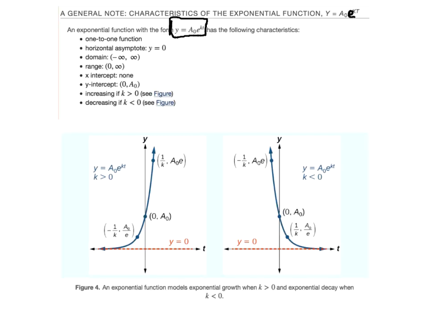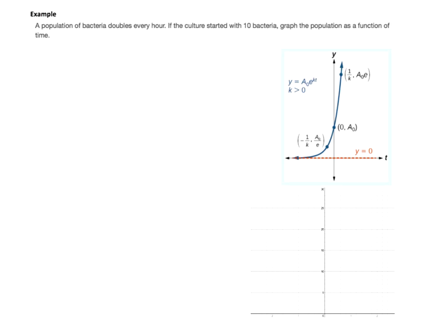If your constant k is greater than 0, it will be an increasing function, meaning exponential growth. And if your k value is less than 0, so if it's negative, then we're dealing with an exponential decay function. I also have a couple of other key points noted on here, and we'll look closer at that with this first example.